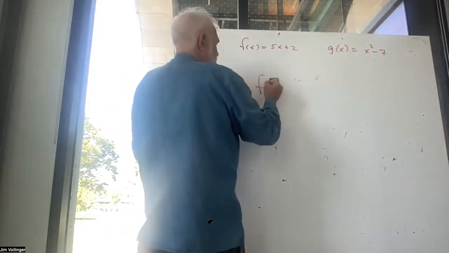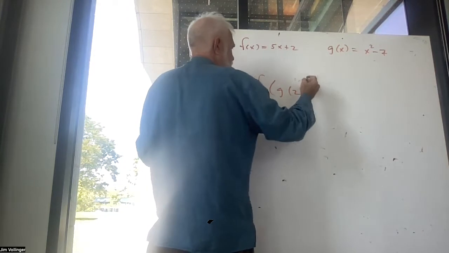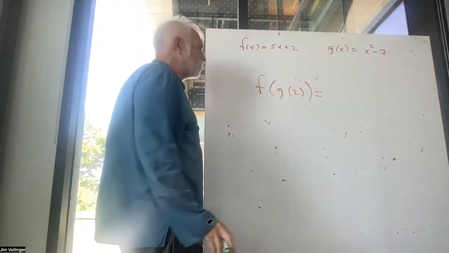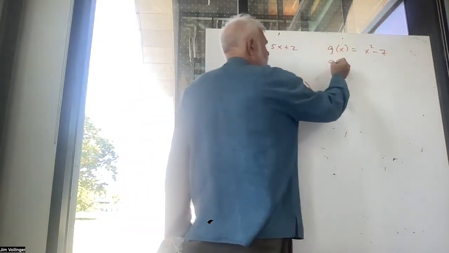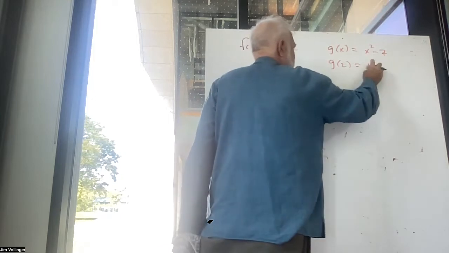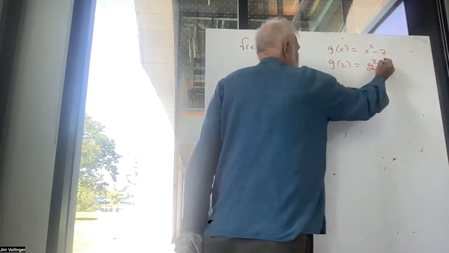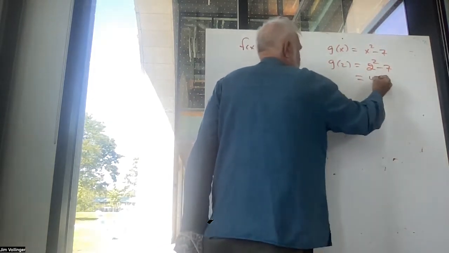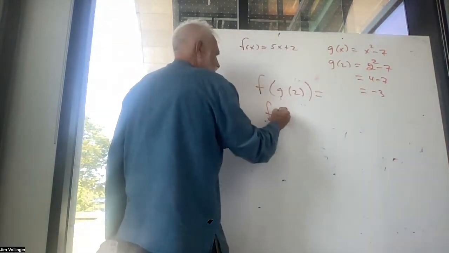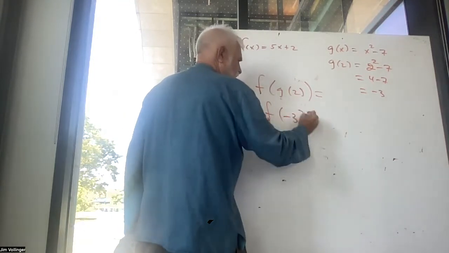Let's do f of g of 2. Is there another name for g of 2? A simpler name? Oh, that's an x value when you use x values. So 2 squared minus 7, 4 minus 7, negative 3. Oh, g of 2 can be called negative 3.